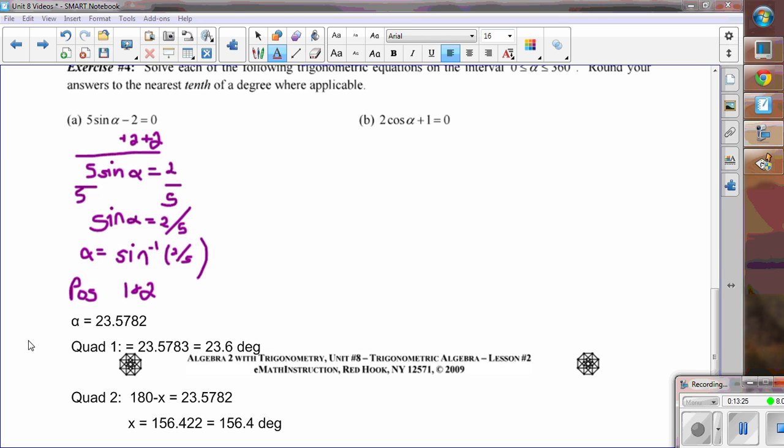So if you do this, you get that your alpha is going to be 23.5782. This is your reference angle. In quadrant 1, your reference angle is the angle you're looking for, so it's 23.6. And in quadrant 2, it is 180 minus your angle gives you the reference angle, so we get 156.4. I'm going to pause the video and work through this question. You pause too, and then let's check back with each other.